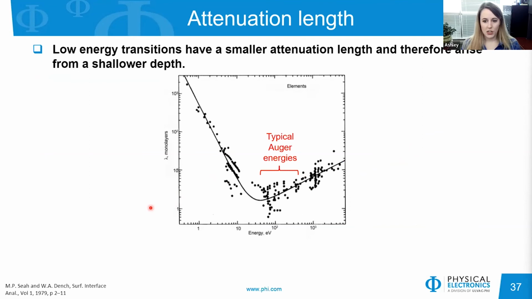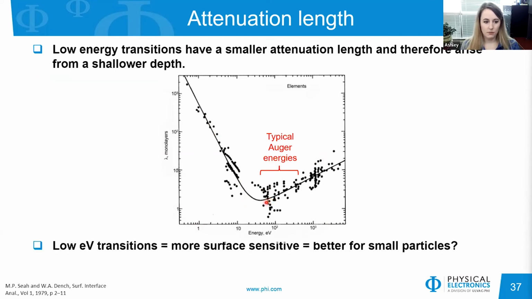Another factor to consider when looking at nanofeatures with AES is the escape depth of the Auger electrons. Here we see a universal curve showing the correlation between escape depth and kinetic energy of electrons. From the curve, we can see that for the case of typical Auger energies, lower energy transitions have a smaller escape depth and therefore arise from shallower within the material. One might think that for analyzing small particles, the shallower the information depth, the better. However, again, this is not always the case.